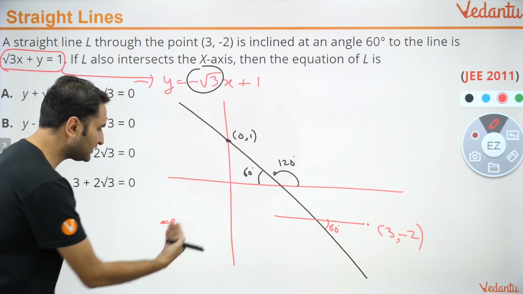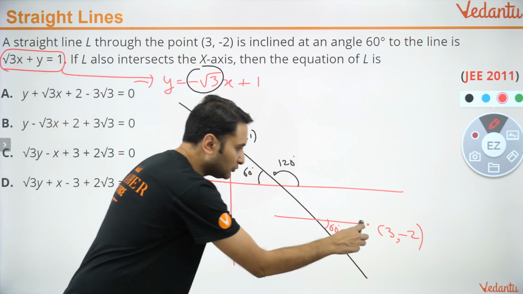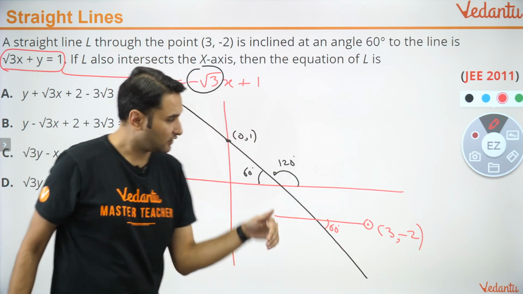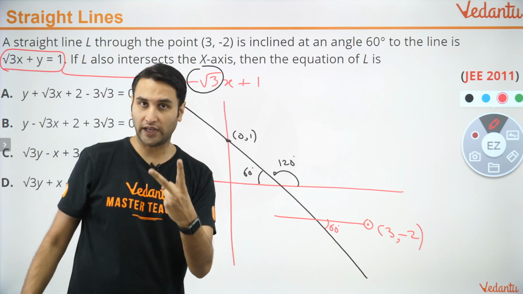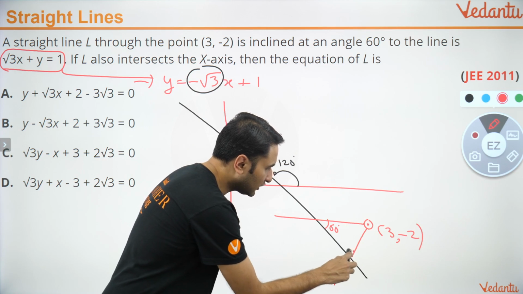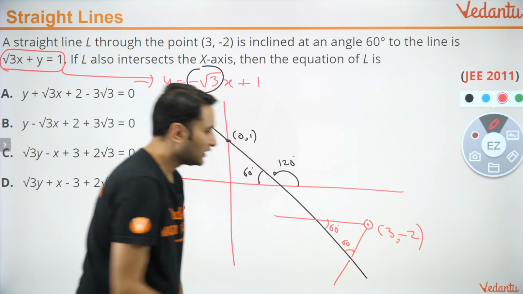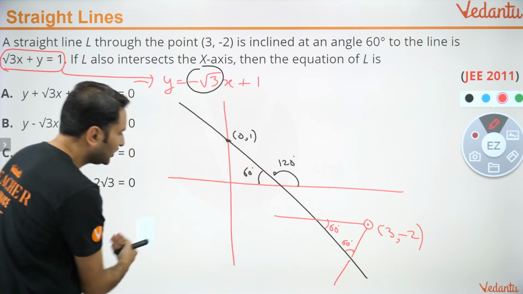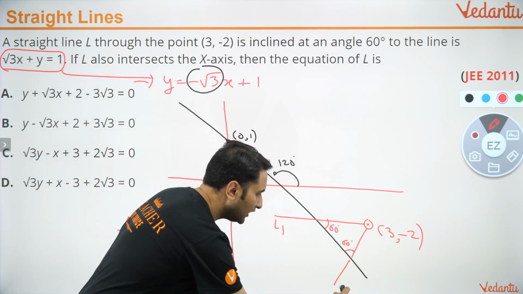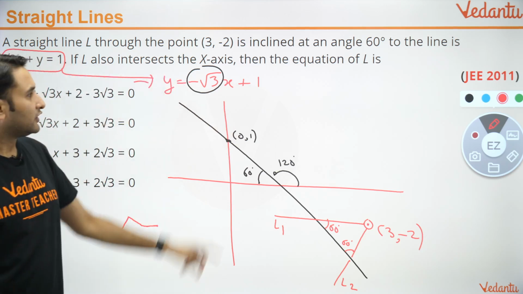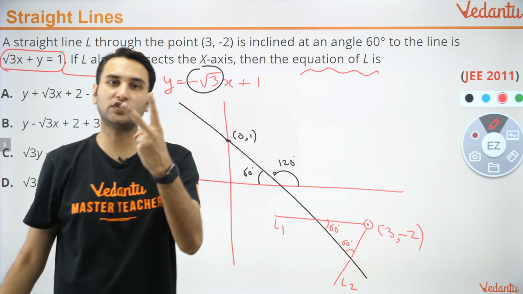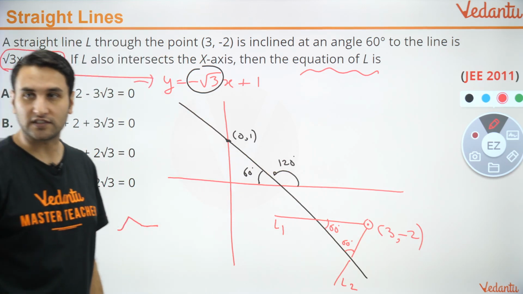But how many such lines can be drawn? From this given point, how many lines can be drawn which are inclined at 60 degree to the given black line? 2 lines. So another line will be something like this. So this angle is also 60 degree. So basically my question is to find out the equation of these lines. Say this line is L1 and this line is L2. Question is to find out the equation of the line, and there are 2 such lines possible.